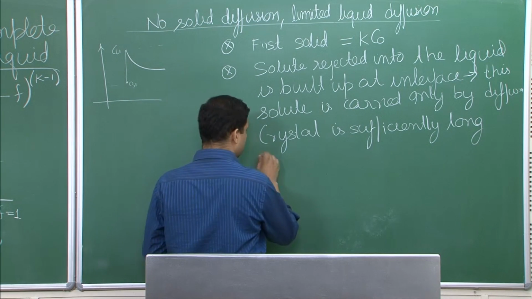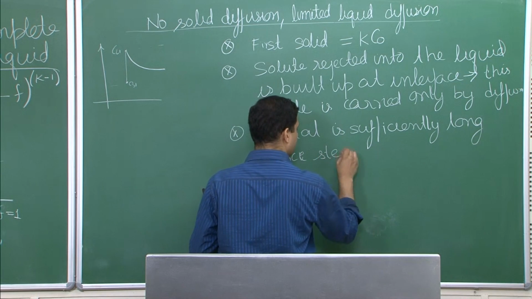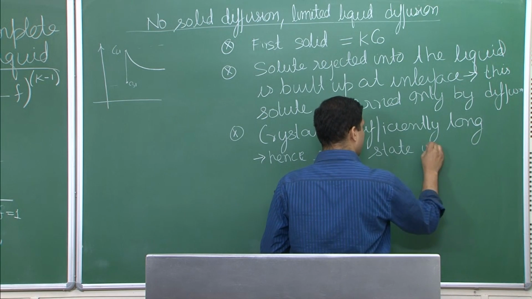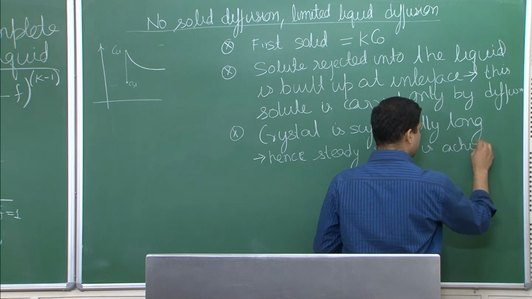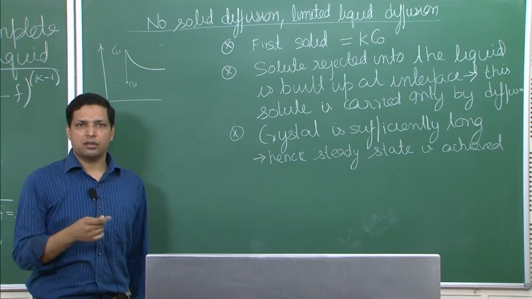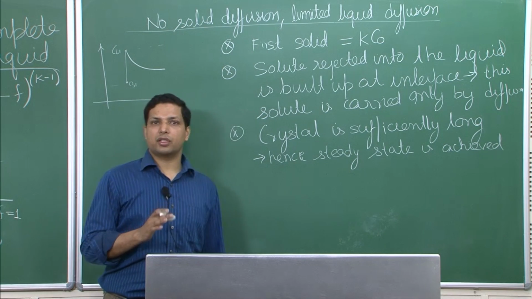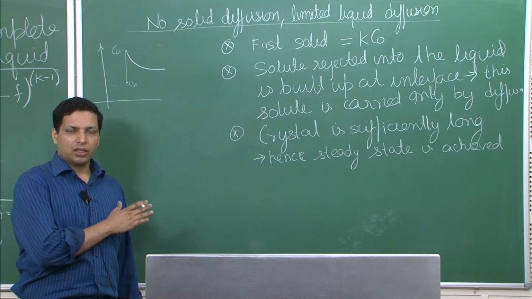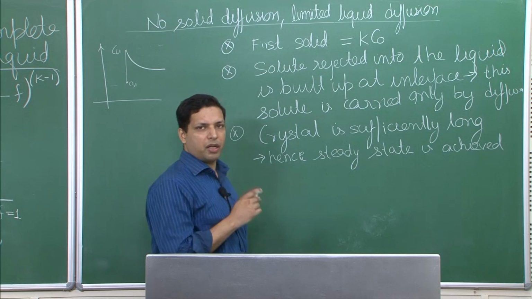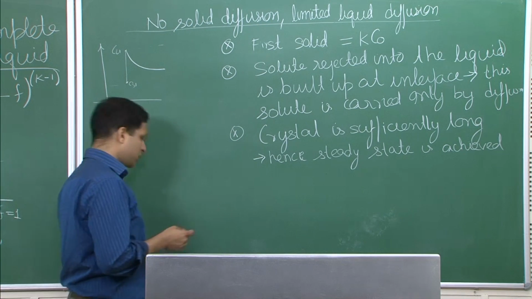And hence steady state is achieved. Steady state, when we say steady state is achieved, meaning with time the concentration profile is not changing, but we are talking about concentration profile with respect to the interface. With the lab reference frame the whole interface is moving, so yes, that can never be in steady state, but with respect to the interface you would see that the concentration profile remains constant.